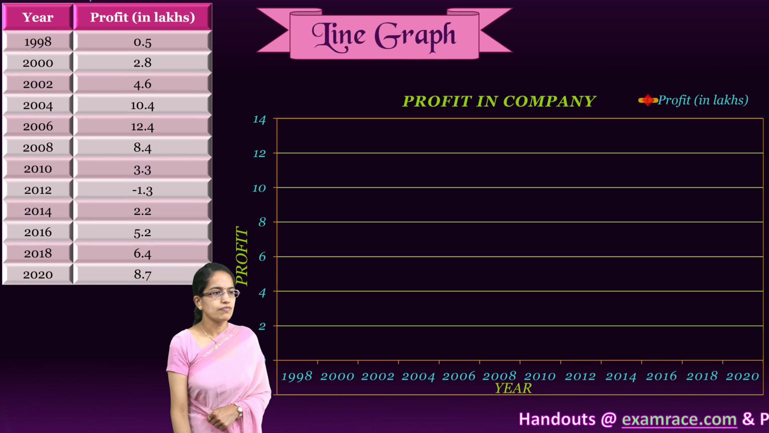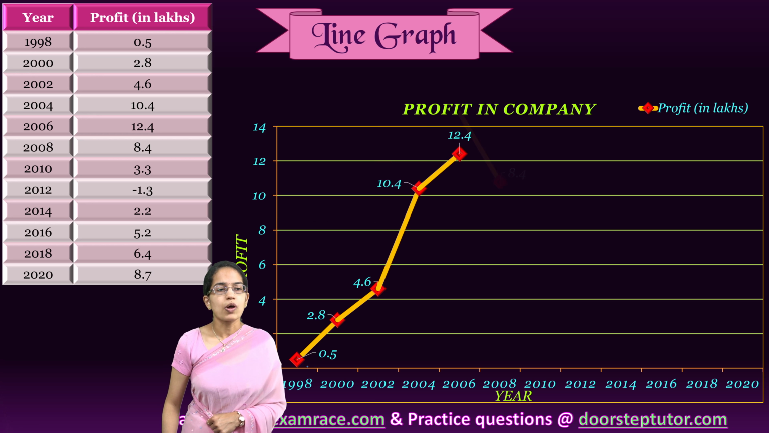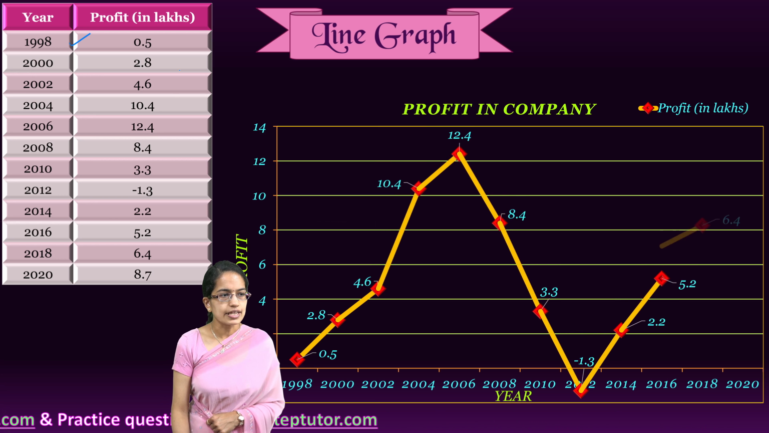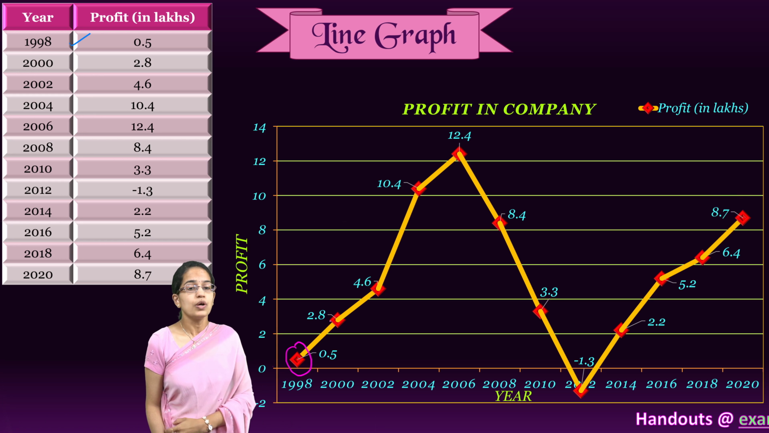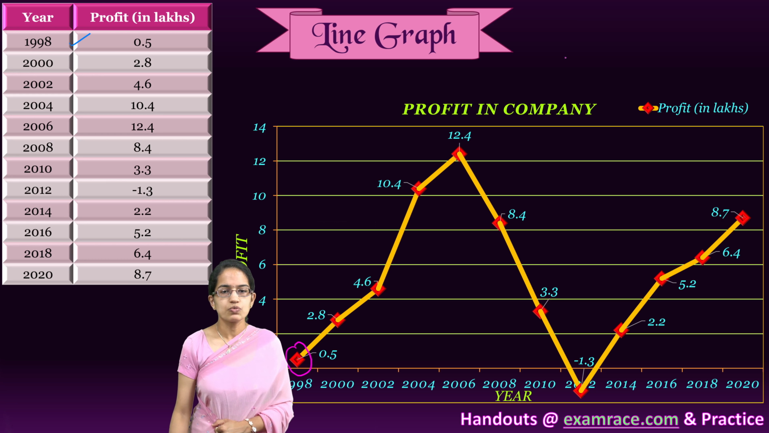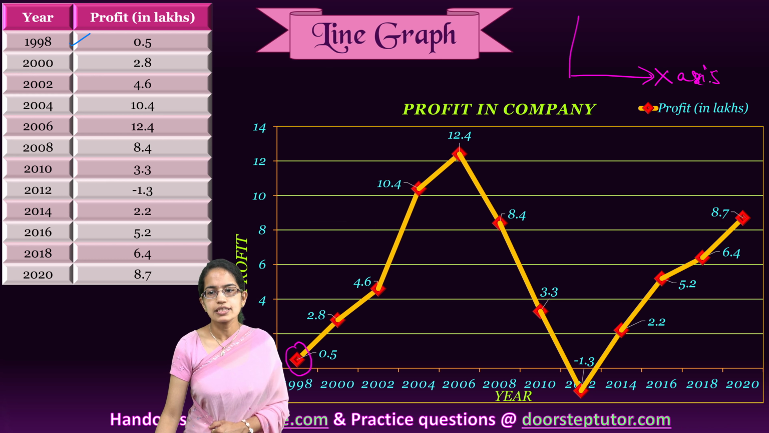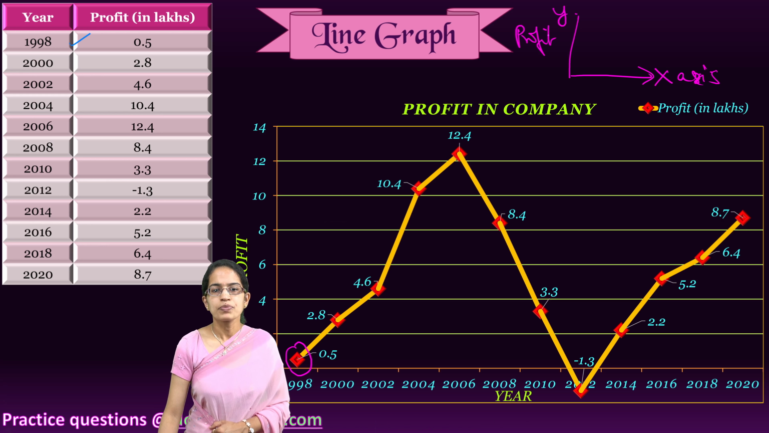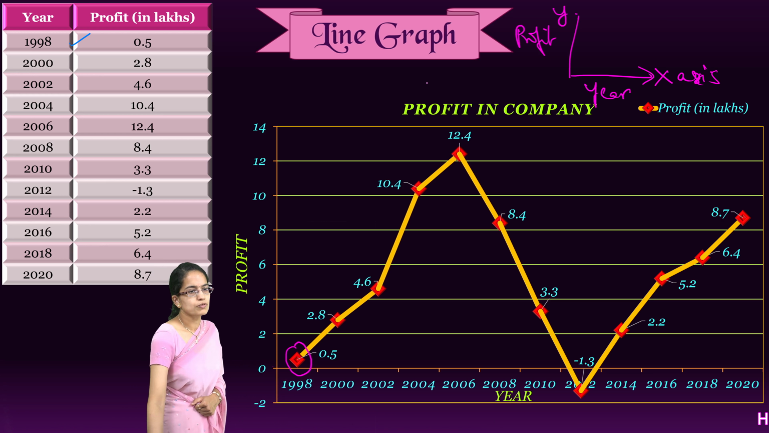Now for a line graph, let's say across various years, we have profit values given. So we start plotting the profit values one by one. Let's say in 1998, the profit was 0.5. So we mark the profit at a region of 0.5, between 0 and 2. Under a line graph, what we first do is take the x-axis and the y-axis. The x-axis is the horizontal axis and the y-axis is the vertical axis. On the vertical axis, we take the profit. On the horizontal axis, we take the year. So it is a year versus profit graph that would be plotted.